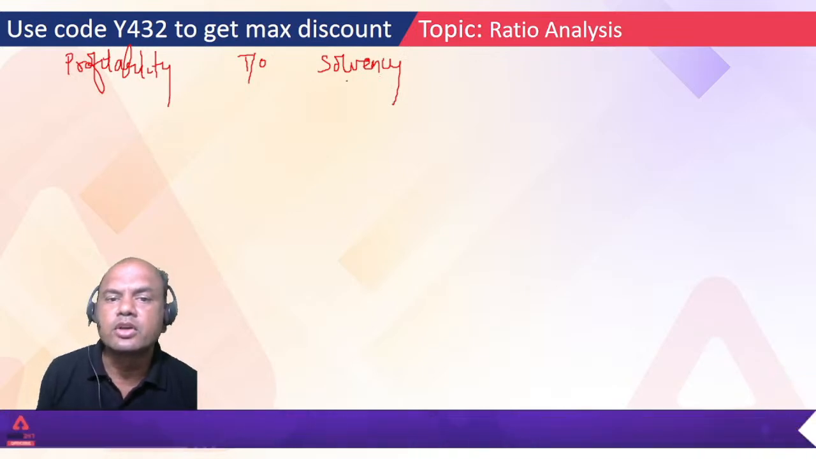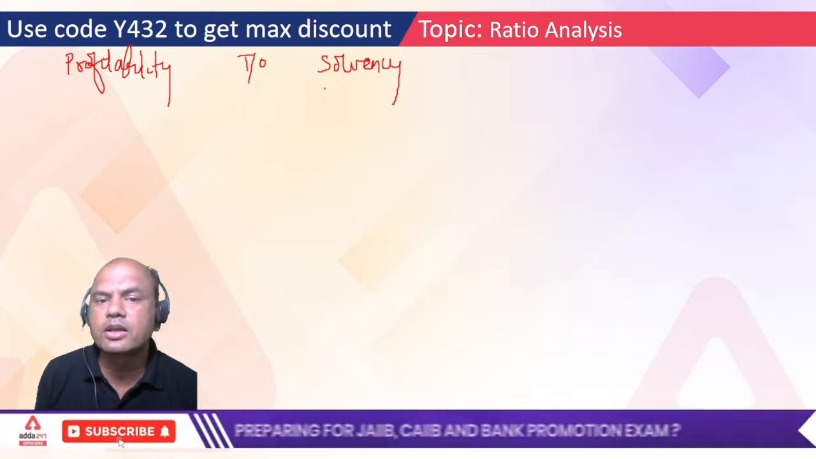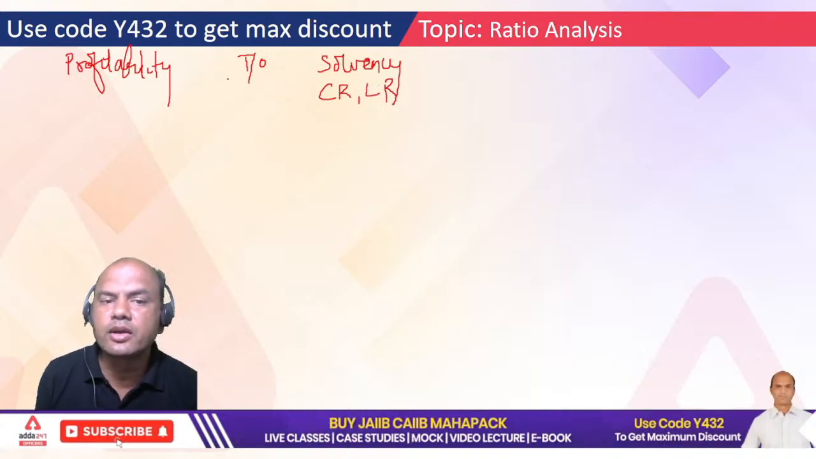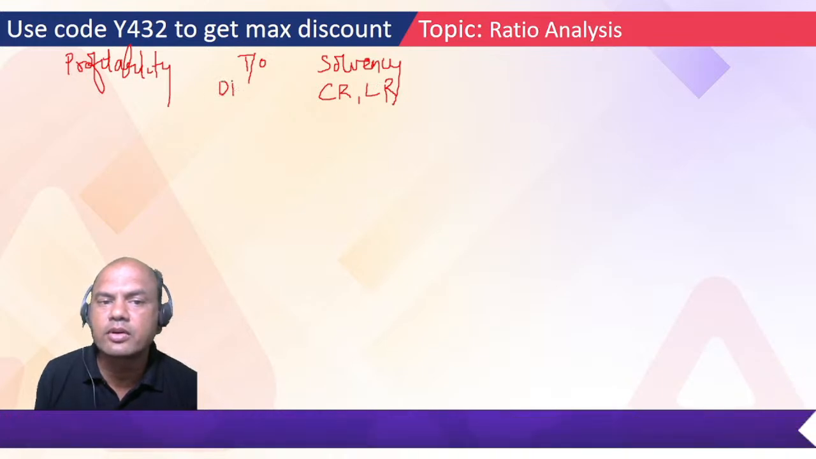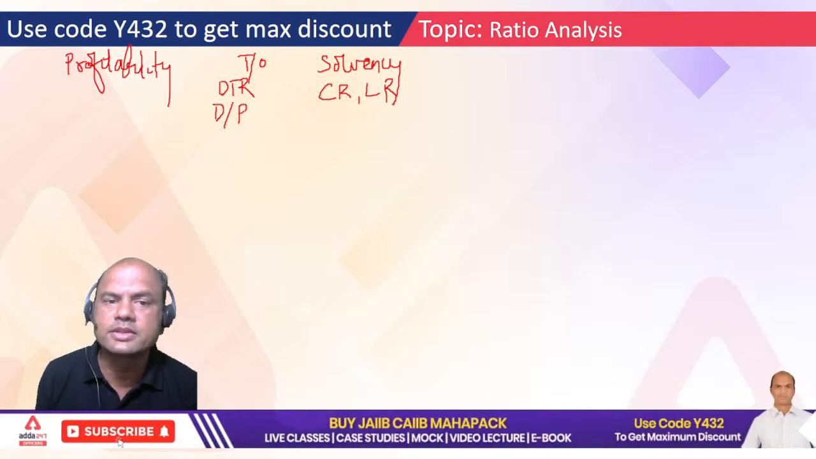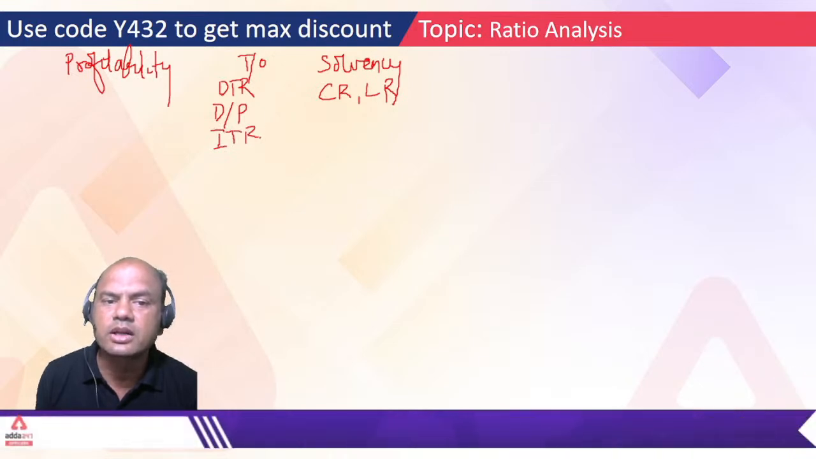Solvency is of 2 types, short term and long term. You have current ratio over here, then liquid ratio. In turnover ratio you have debtor turnover ratio, DTR we call it. Then the debtor period, another ratio, and ITR, inventory turnover ratio, or stock turnover ratio.